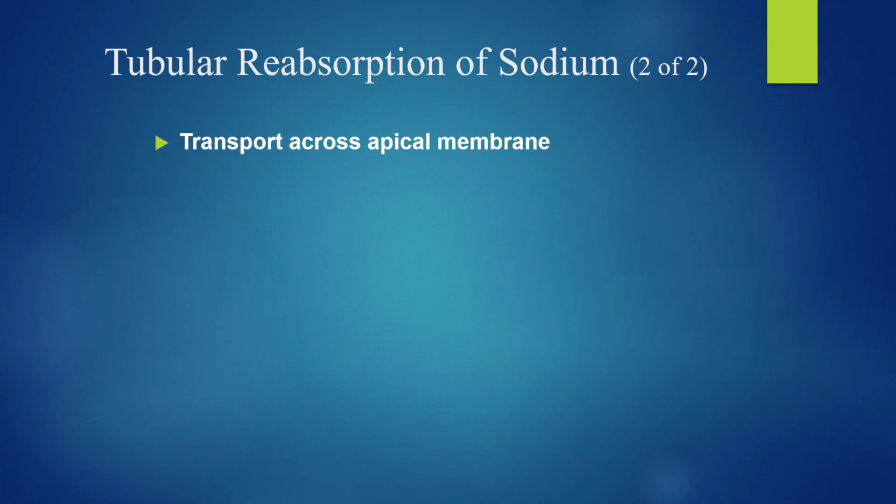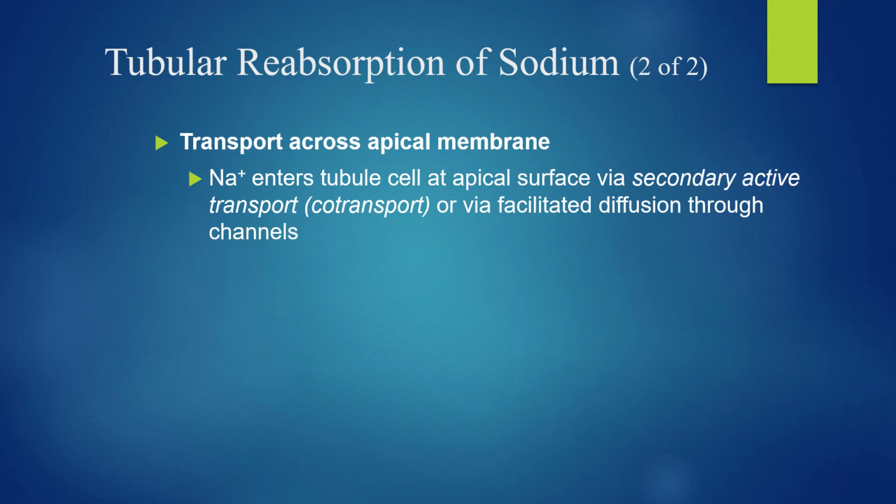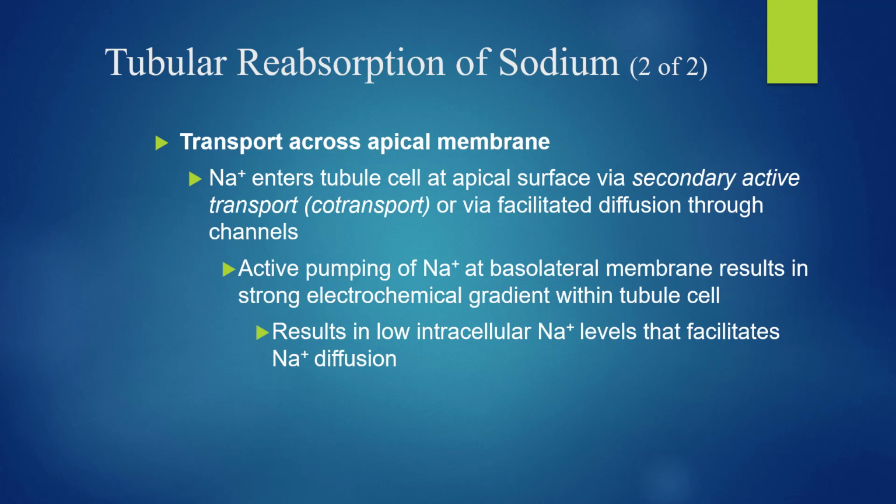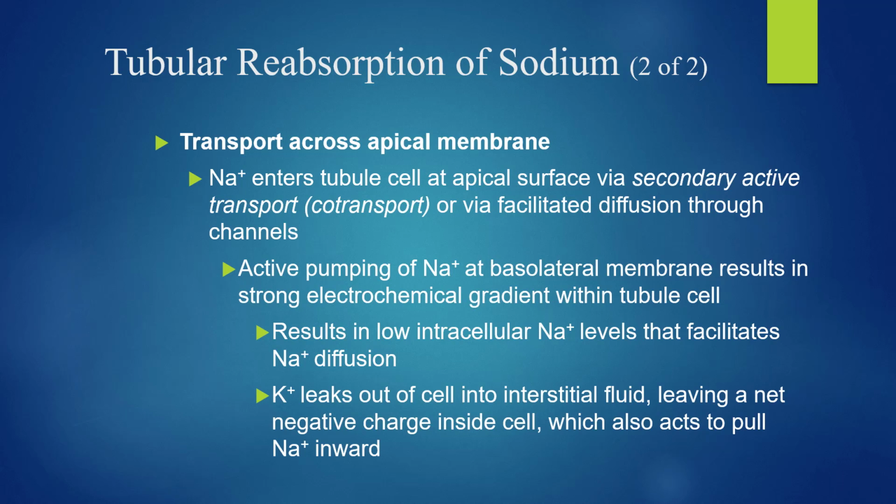Sodium is also transported across the apical membrane, and here it enters the tubule cell at the apical surface via secondary active transport or via facilitated diffusion through channels. Active pumping of sodium at the basolateral membrane results in a strong electrochemical gradient within the tubule cell. This results in low intracellular sodium levels that facilitate sodium diffusion. In the same way, potassium leaks out of the cell into the interstitial fluid, leaving a net negative charge inside the cell, which also acts to pull the sodium inwards.